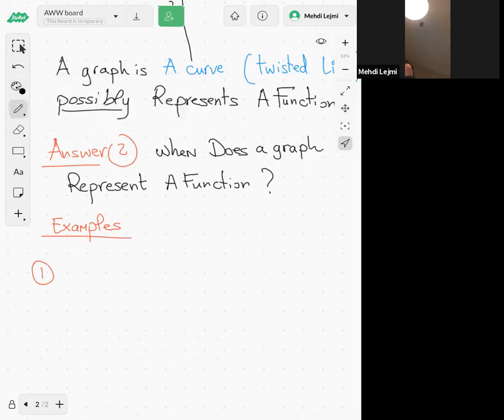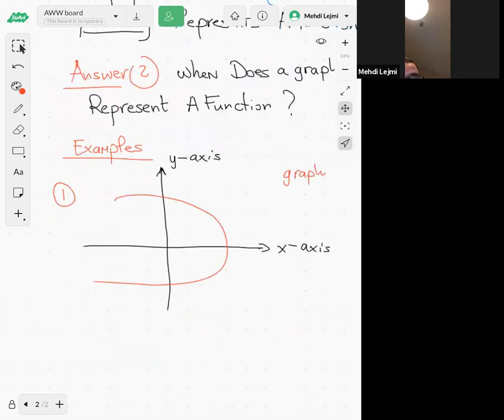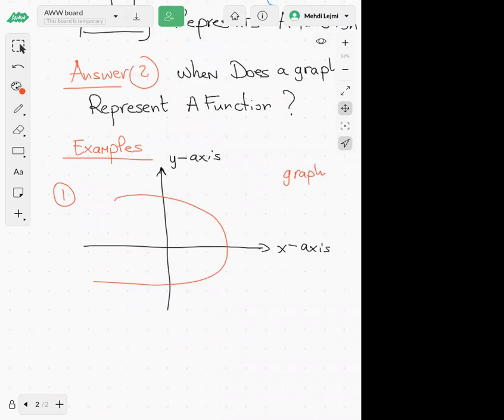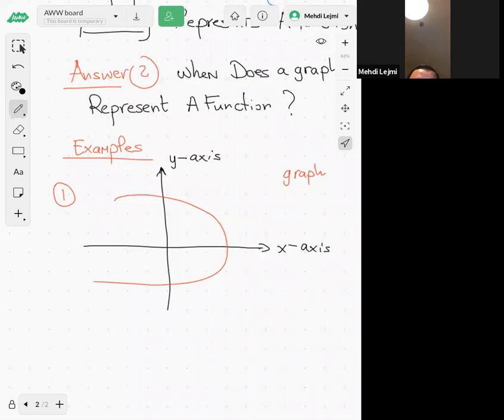I have my 2 axes, again, this is my x-axis, and this is my y-axis. Let's say I have this curve here. So this is my graph. Now, question: does this graph represent a function? Well, remember the rule, guys. Each input x corresponds to exactly 1 output y, right?